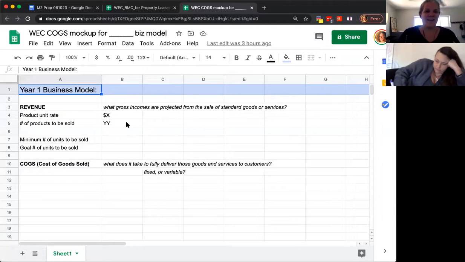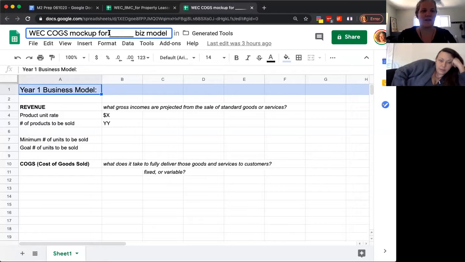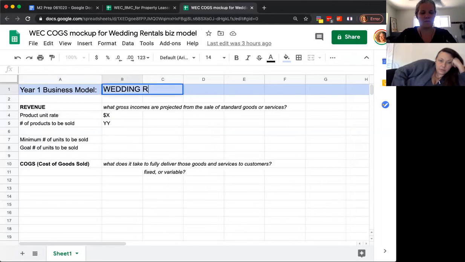Cool. So let's pick one business model to do this mock-up for. Do you want to do wedding rentals or properties? That sounds good. Wedding rentals? Okay. Yeah. Rentals.